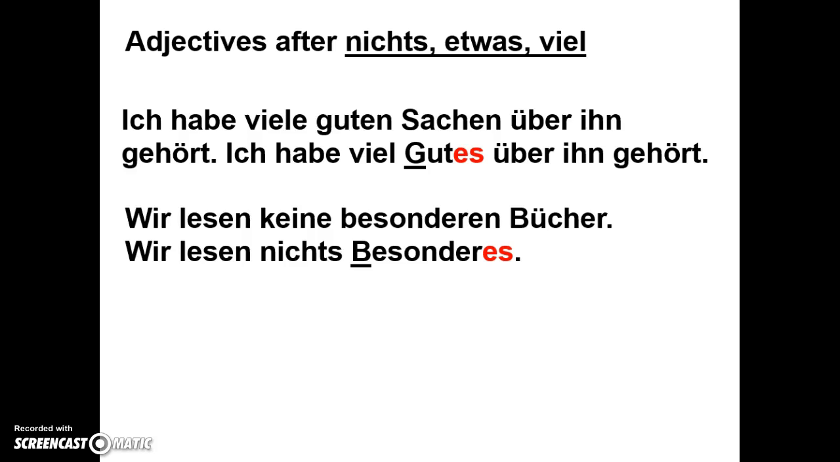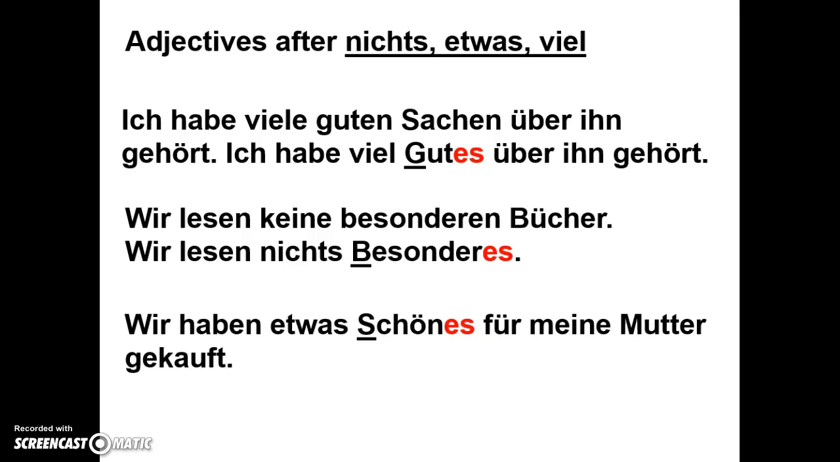Wir lesen keine besonderen Bücher. Again, Bücher is plural, so the word special gets an en because we're in plural. But if I take away Bücher and make special a noun, I'd say wir lesen nichts Besonderes. I capitalize it because now the adjective is a noun and I add es to it. This only happens when it follows the words nichts, etwas, und viel. Literally saying we aren't reading anything special. Yeah, nothing special. Wir haben etwas Schönes für meine Mutter gekauft. We bought something pretty for my mother. This word pretty is an adjective, but in this sentence it's being used as a noun. So I capitalize it and I add es to it.